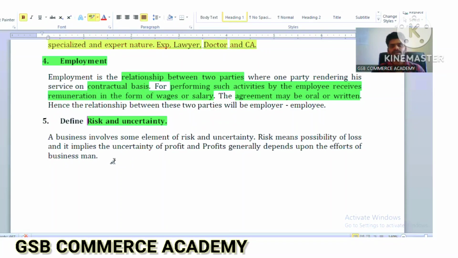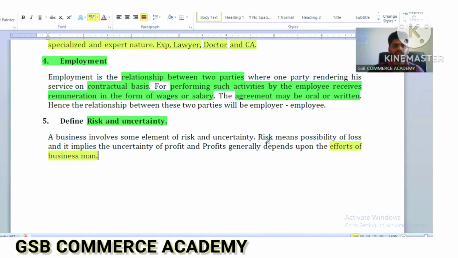Risk means the possibility of loss, and it implies the uncertainty of profits. Risk is the possibility or fear of a loss. Profits generally depend on the efforts of a businessman. So the businessman has to be ready to bear the risk, and to enjoy the profits, you have to put in more efforts for the smooth running of the business. This is risk and uncertainty.